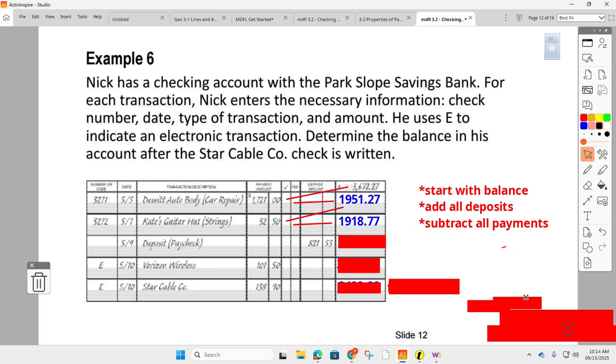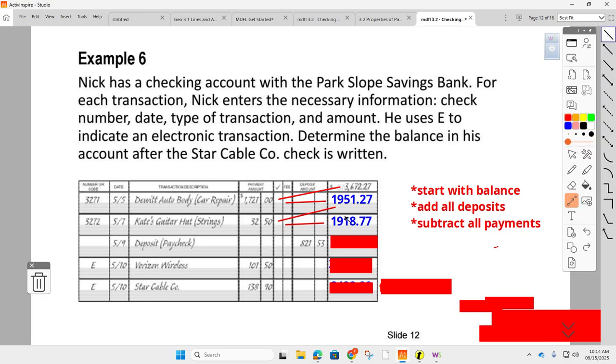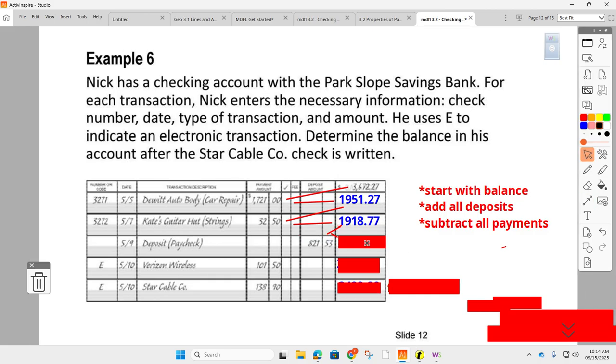He deposited his paycheck, it says here, on May 9th. It is nice to make yourself some specific notes about what your deposits are, what your fees are, who the checks were made out to. His check was, I can't see it, $827.53, I think. Once again, you take the balance in the line before and add that, and that would give you your balance for the next line. These are both subtractions, so they get subtracted. Now, the E stands for electronic transfer.